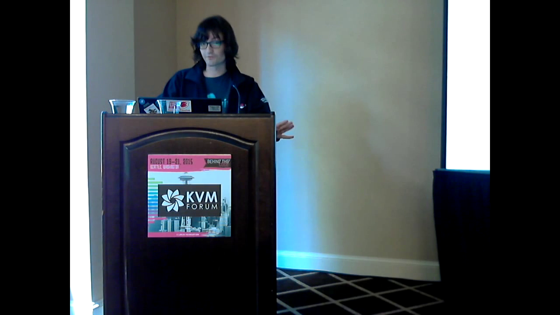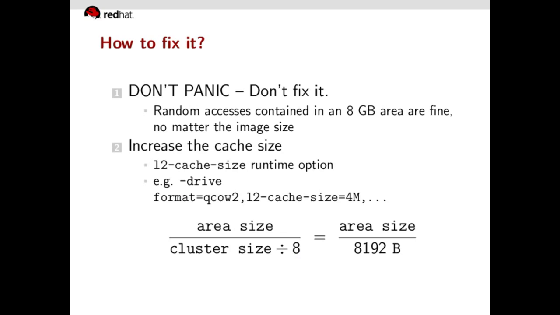But if you do need to fix something, you can. There is the L2 cache size runtime option, which allows you to adjust the size of the L2 cache. And a term to calculate the cache size you need is given below. You just divide the size of the area you want the L2 cache to cover by an eighth of the cluster size, which by default is 64 kilobytes, so an eighth would be 8 kilobytes, and that's the result. So for instance, for our 32 gigabyte image on the hard drive, we would then use 4 megabytes as the L2 cache size. So let's try again.